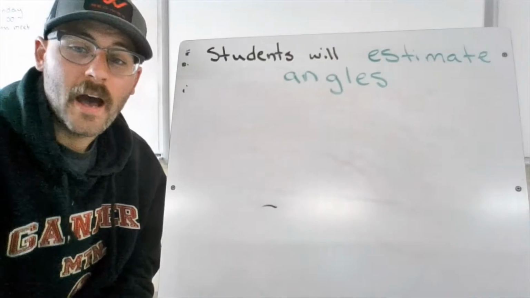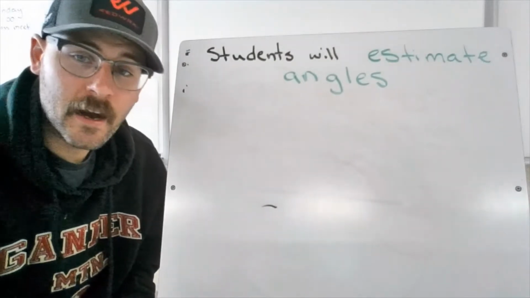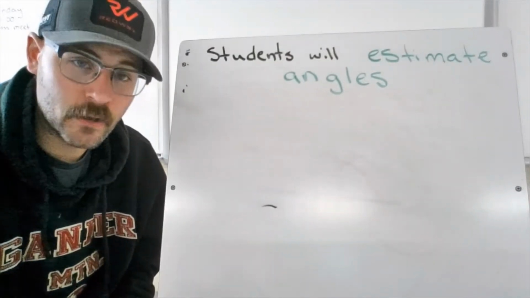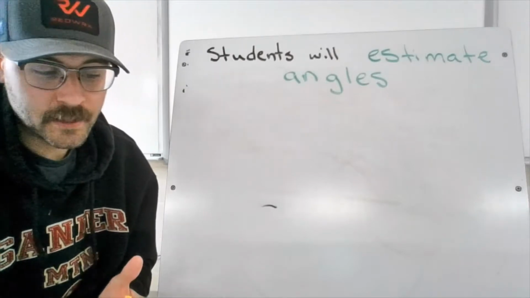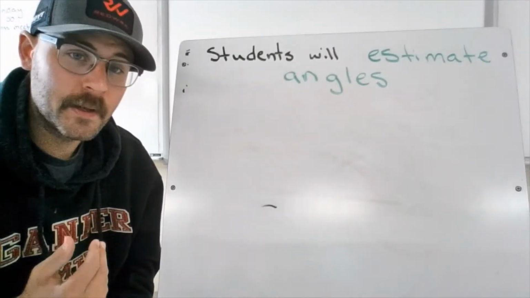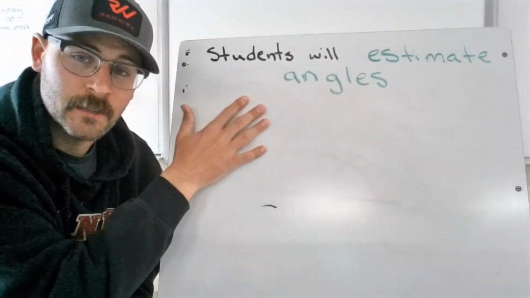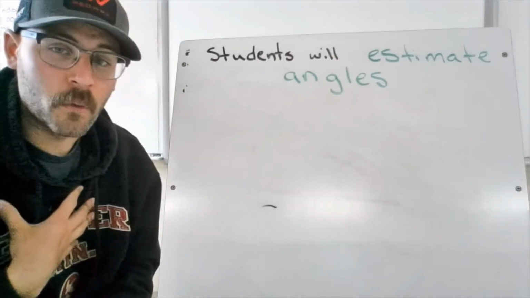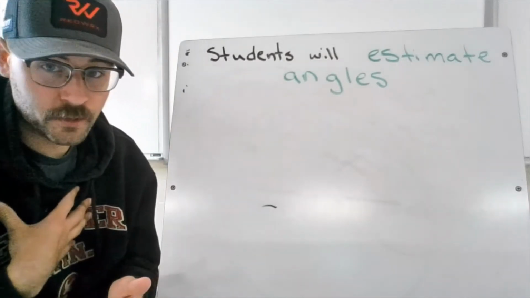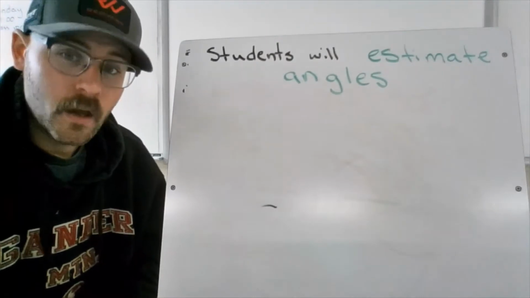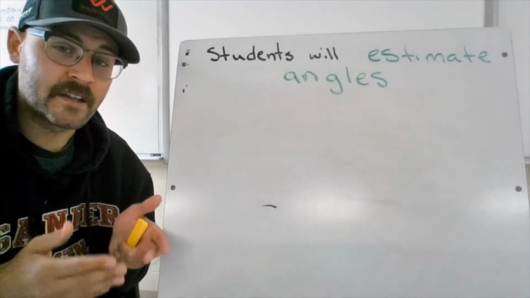Hey, fourth grade. I just got done videotaping a lesson on how to solve for unknown angles. And I thought to myself, I better take it back a step and talk a little bit on how to estimate angles. I think that's one of the more important skills to be able to do as a fourth grader when it comes to angles. It helps you check to see if you got your answer correct.